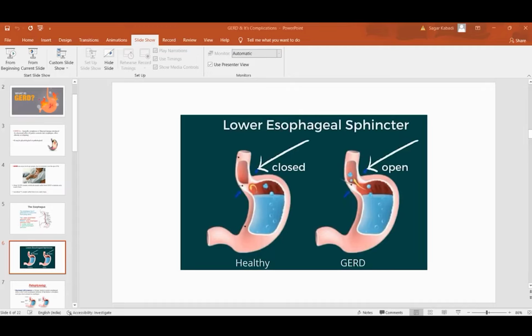So this is the normal esophagus. That is how you can see the mucosa is pale and pink. Here, when there is abnormal constant reflux of gastroesophageal contents in the lower esophageal part at the lower esophageal sphincter, what happens? Eventually, it will start bleeding.